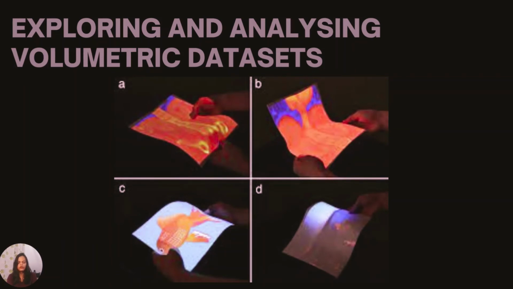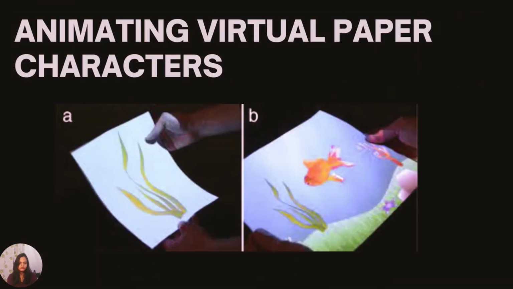Exploring and analyzing volumetric datasets, as given in the figure. Animating virtual paper characters. To demonstrate the wide applicability of highly deformable handheld displays, we present an application for children that leverages deformation as a simple and intuitive means for animating paper characters in an interactive picture. By deforming the display and moving it in space, as shown in the figure, the creature becomes animated.